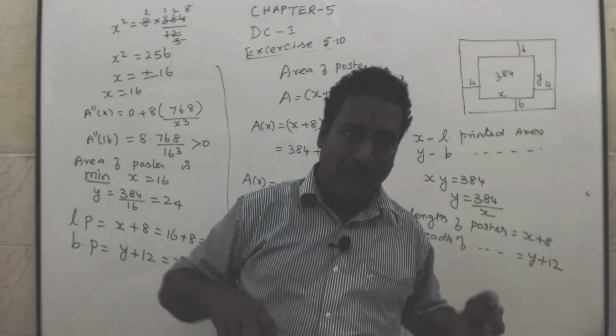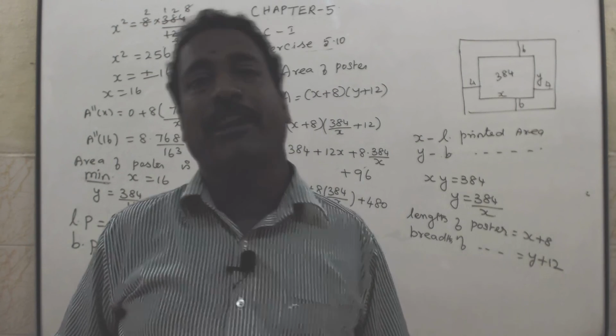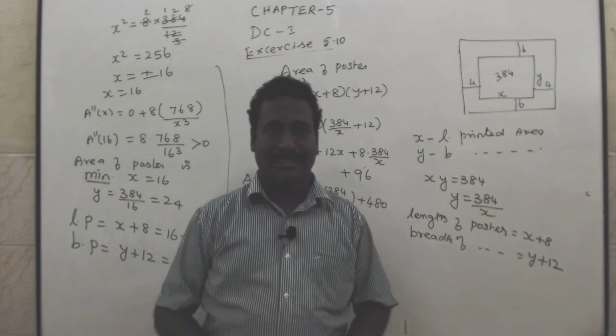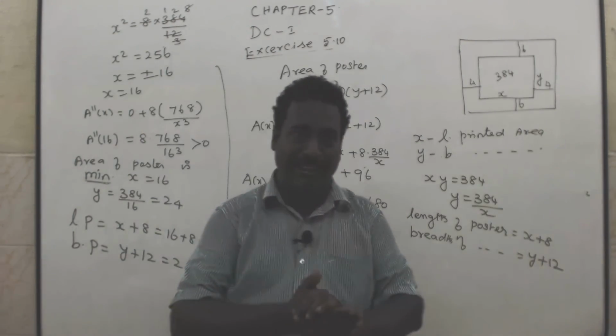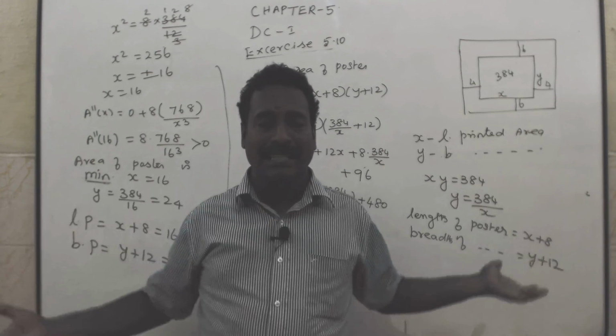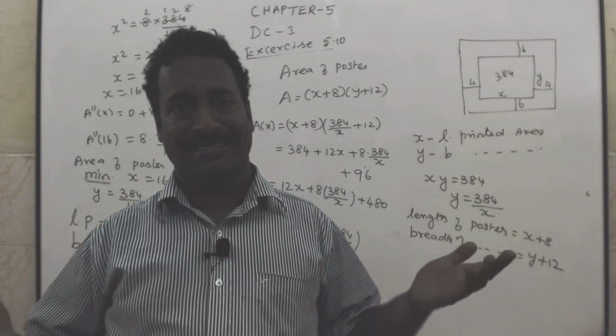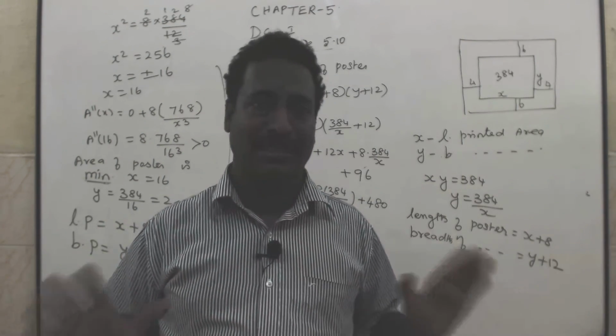So local maximum minima, once again the same procedure: first derivative equal to 0, find the value of x, substitute in second derivative. Positive means minimum, negative means maximum, then find out the minimum value and the maximum value. Is that clear? That's all. Same way you have to solve all the problems.